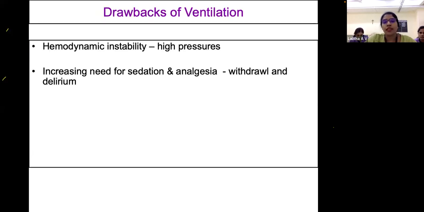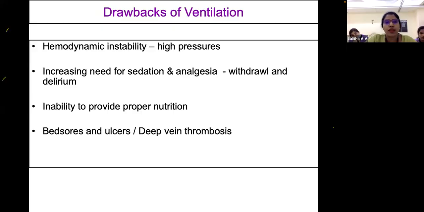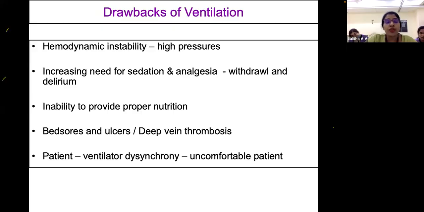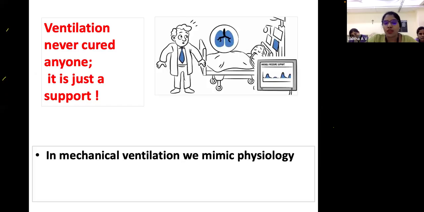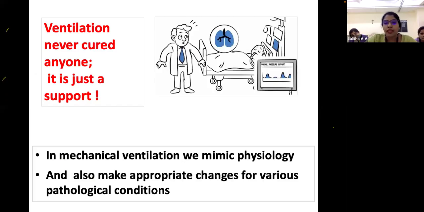In addition to ventilation lung injury, it can also have hemodynamic instability. And children, if we are ventilating, we have to sedate and give analgesia, often at a higher dose. And inappropriate use or overuse of all this can lead to withdrawal and delirium. And nutrition can get affected, in addition to other comorbid conditions. So one needs to understand when we have to ventilate these children, and ventilation is just a support and it is not a cure. This you have heard even from my last talk.